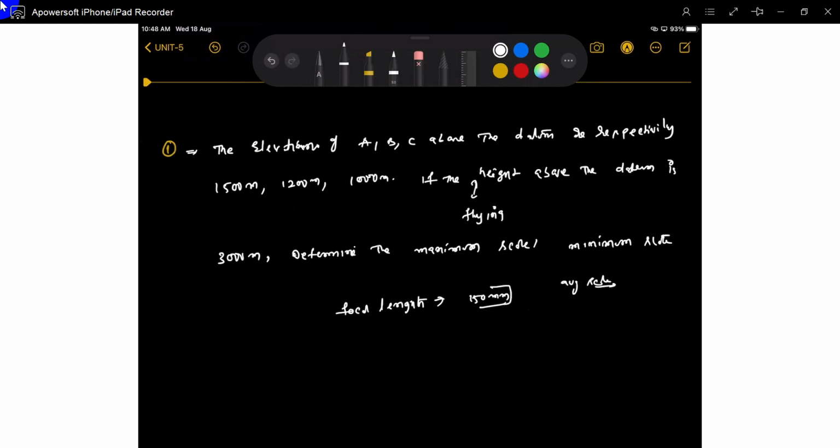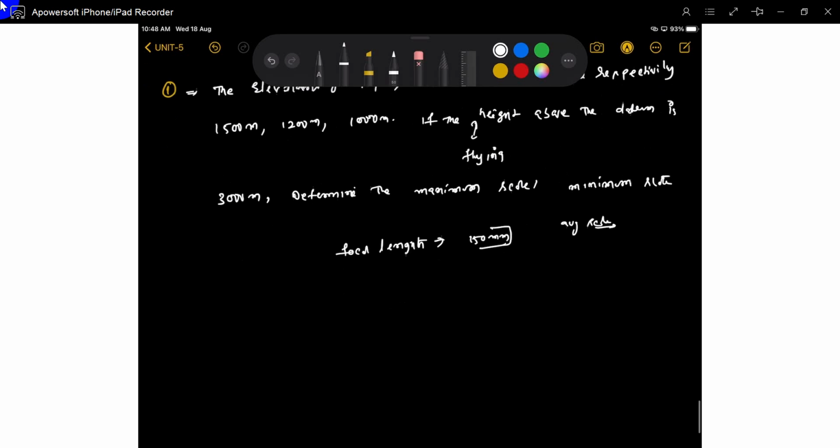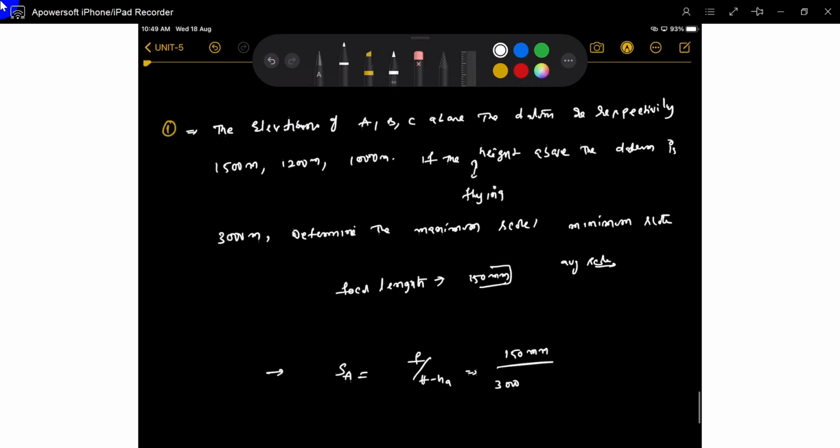So A, B, C are different points on the ground terrain, with elevations of 1500, 1200, 1000 meters from the datum. Flying height is 3000 meters. Determine the scales. Scale at A is f divided by H minus HA. The focal length is 150 mm, and the flying height from the datum is 3000 meters.